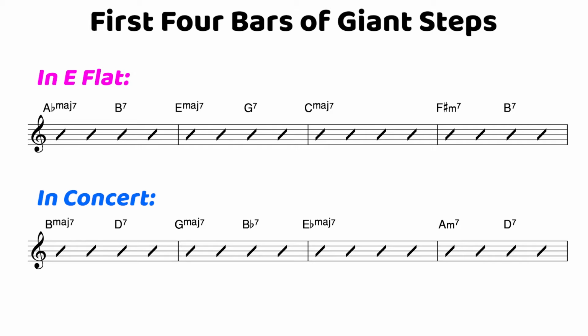One of the interesting things about Giant Steps is that instead of moving up in major thirds, it actually moves down in major thirds for the first 8 bars. Starting on the key of A flat, we then move down to the key of E, and then down again to the key of C.